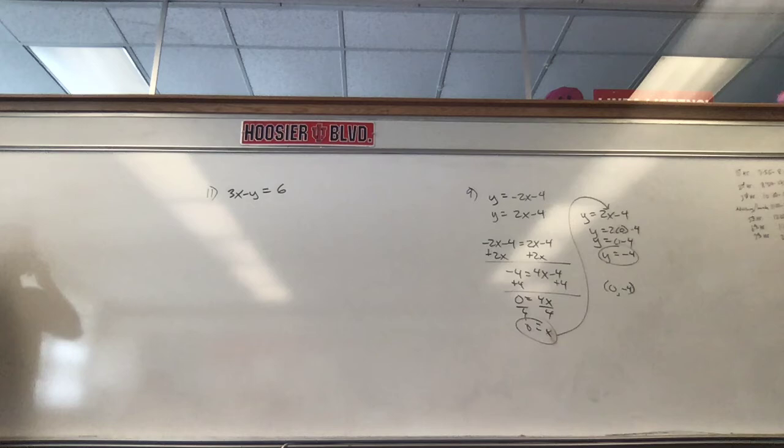Now what if this was a positive 6? We'd have 0 equals what? 12. When is that true? Never. So there'd be no solution. If something's never true, then there's no solution. If something's always true, it's infinite solutions.